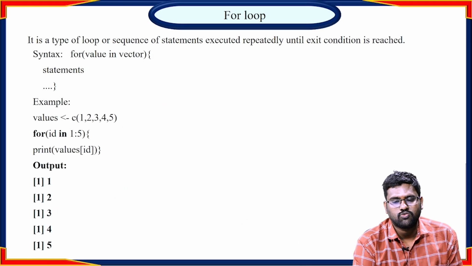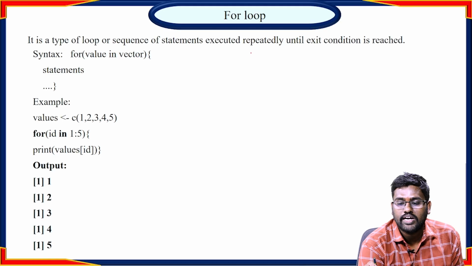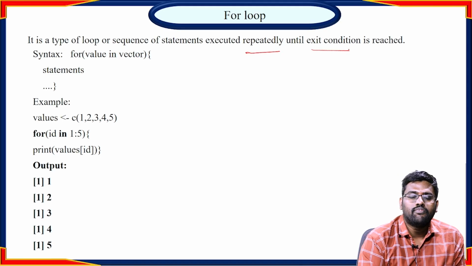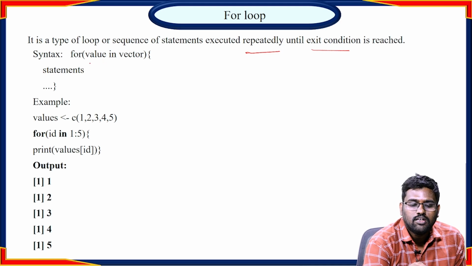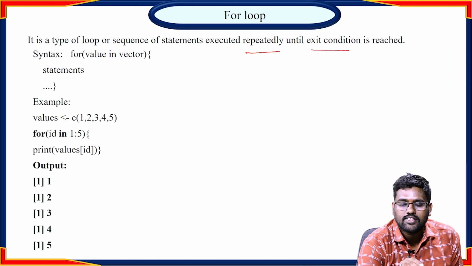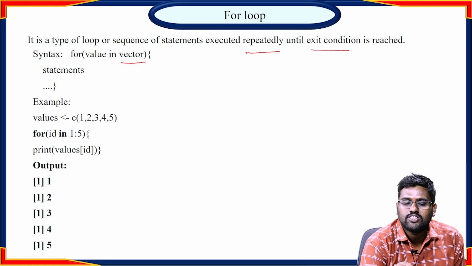Now coming to the next one, the for loop. A for loop is used to execute a sequence of statements, or iterate the given statements n number of times. The given sequence of statements is executed repeatedly until the exit condition is reached. The syntax is: for of value in vector. Here value is the variable name we assign, and the vector contains the values we want to iterate over.